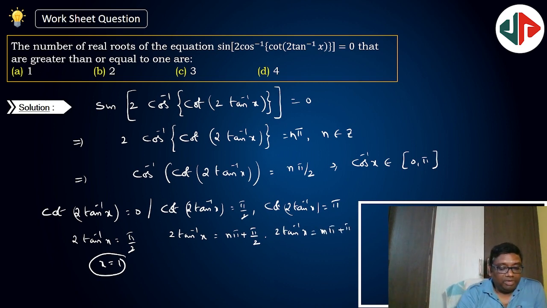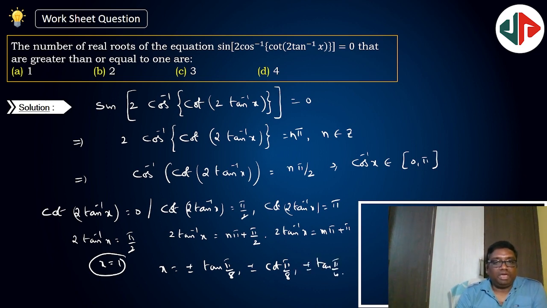Now you simplify these values. Tan inverse of x must lie between 0 and pi by 2 only. Now if you simplify, then x is equal to plus or minus tan of pi by 8, plus or minus cot of pi by 8, and plus or minus tan of pi by 4. So totally they will exist.